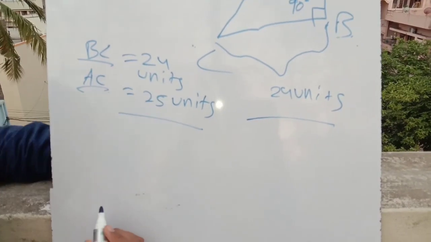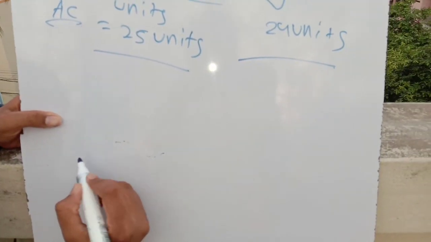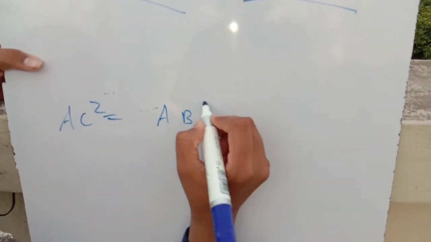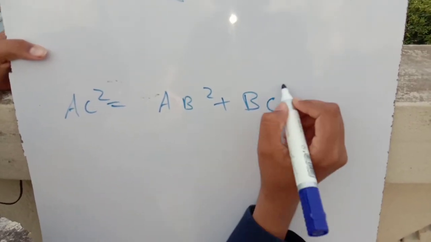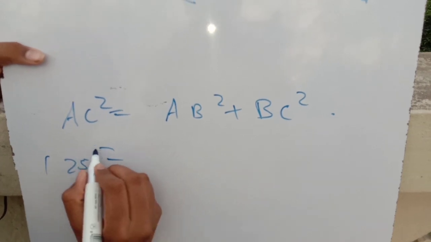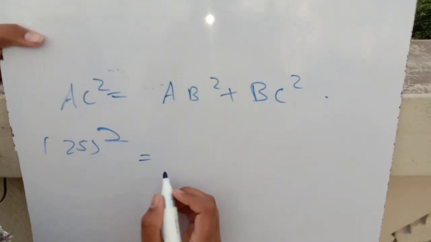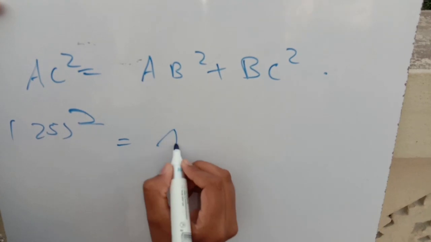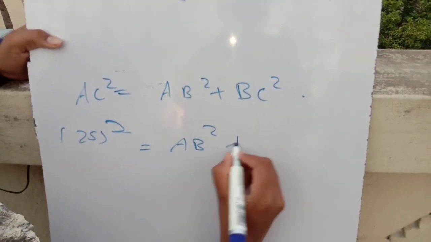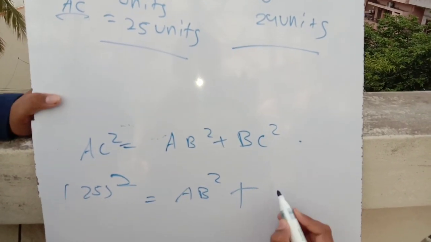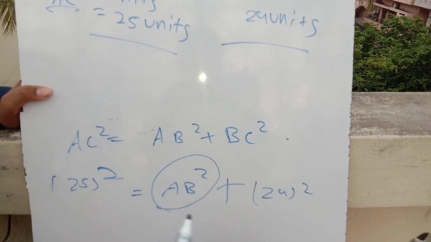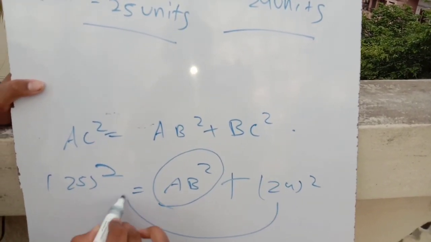According to the Pythagoras theorem, hypotenuse square, so what is the hypotenuse here? AC square is going to be AB square plus BC square. What is AC? 25 whole square equals AB, which we don't know, so we write AB square, plus BC, which is 24 whole square. To find this AB square, we need to transpose 24 square to this side.